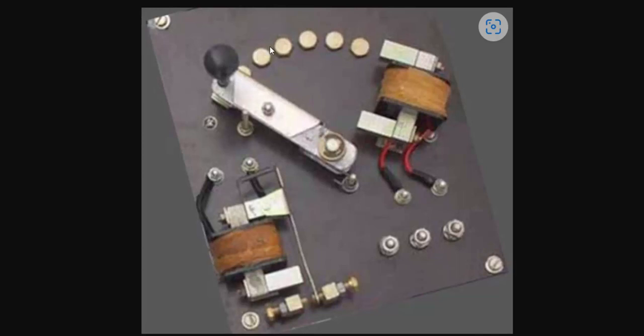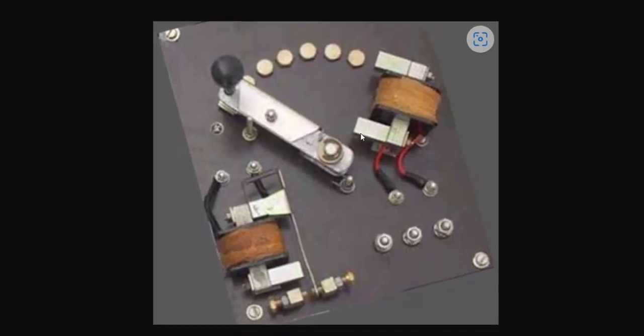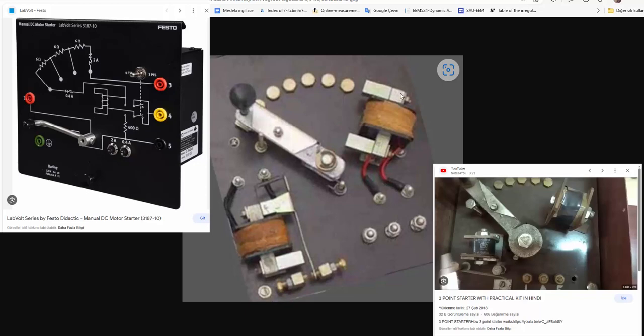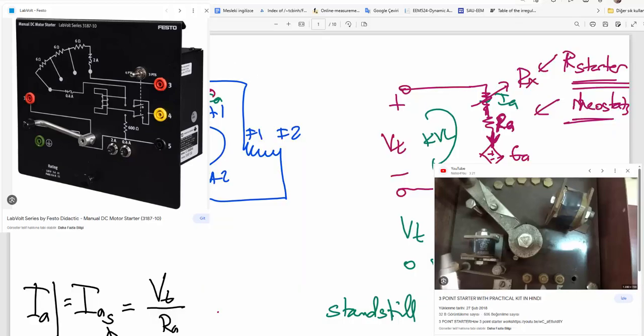Let's say 1, 2, 3, 4, 5, 6 steps. When you reach the 6th step, here's a C-type electromagnet. This handle will be locked by this electromagnet. So in the starting mechanism, let the motor operate continuously. You can leave your hand here because there's a spring mechanism behind the handle. Otherwise, if there is no electromagnet here, this handle moves back to its original position.